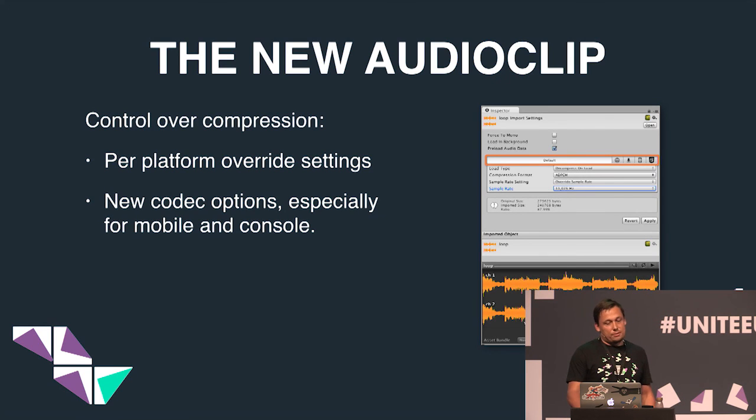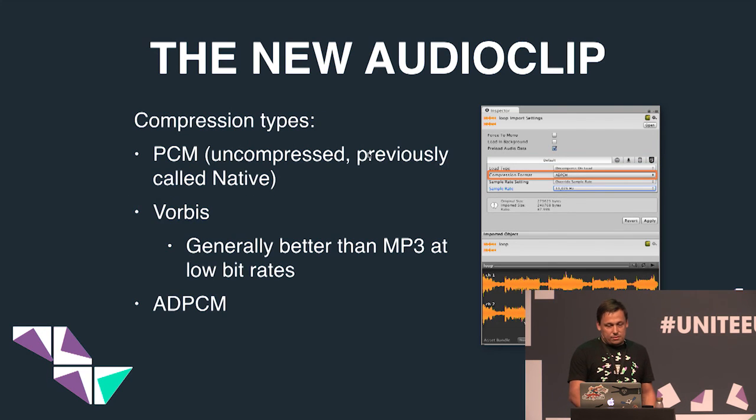We also got much better control over compression now, because in this red box you can see there are different platforms you can select, and you can go in and override different settings per platform. And we have some new codecs for the different platforms. So we have PCM. This is what we previously called native. It's uncompressed data. We have Vorbis compression, which generally performs better than MP3 in terms of compression quality.